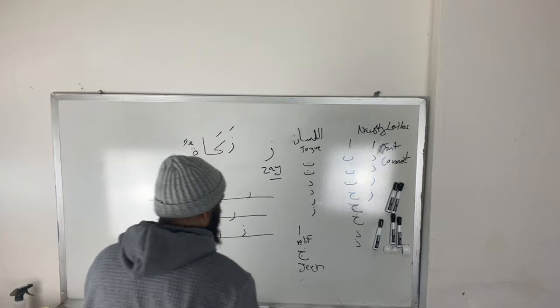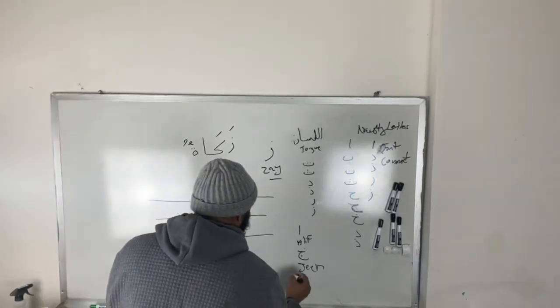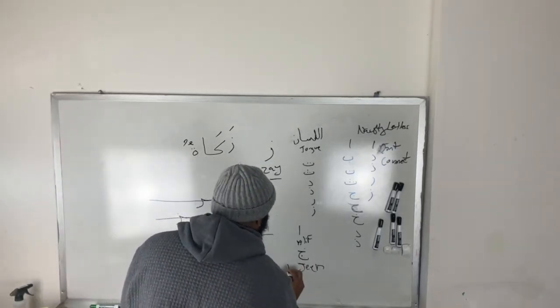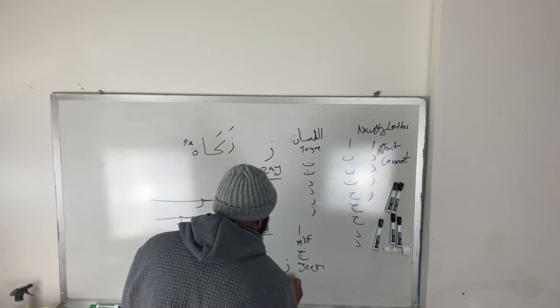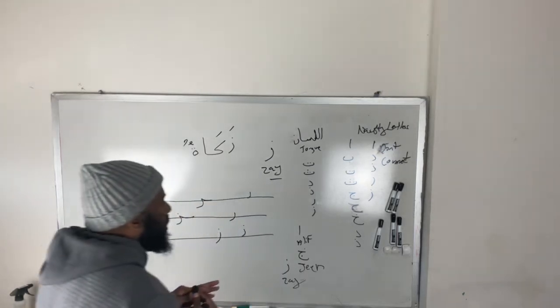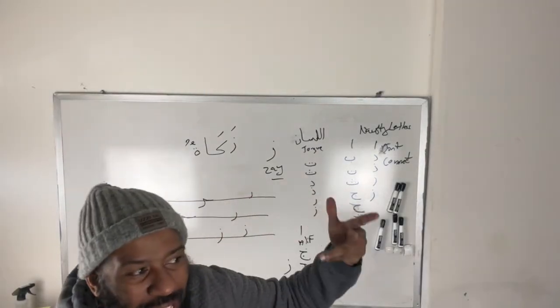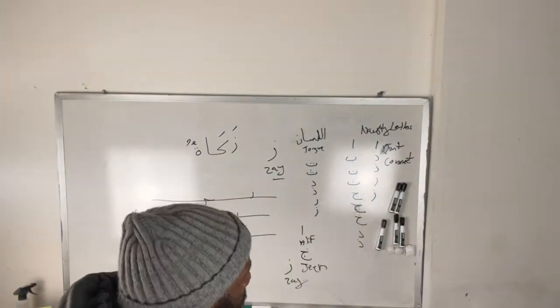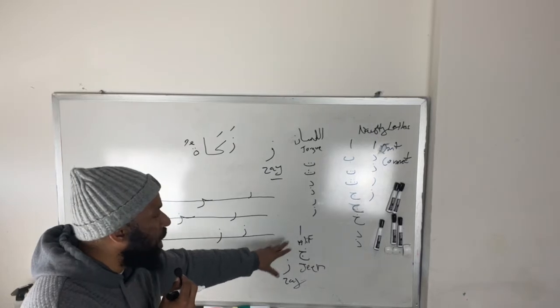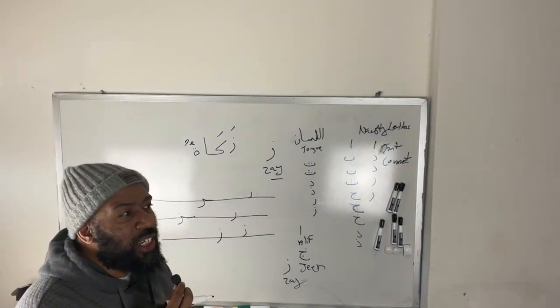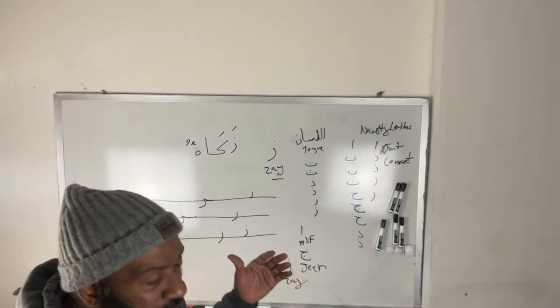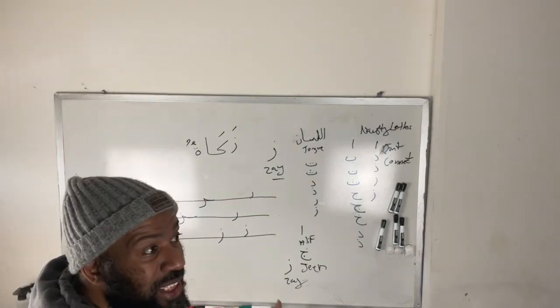Right? And then we have Zay. Okay? These are the names. They're unlike the other names. We have Ba, Ta, Tha. It's simple, right? But with these names, it's different. And the reason why I'm saying that, because when you use the harakat with those vowels, you got to be careful. They might sound the same.